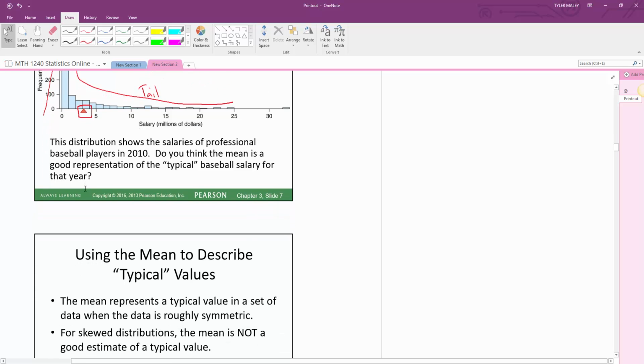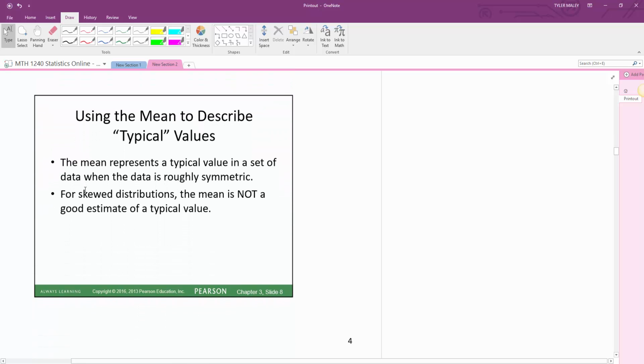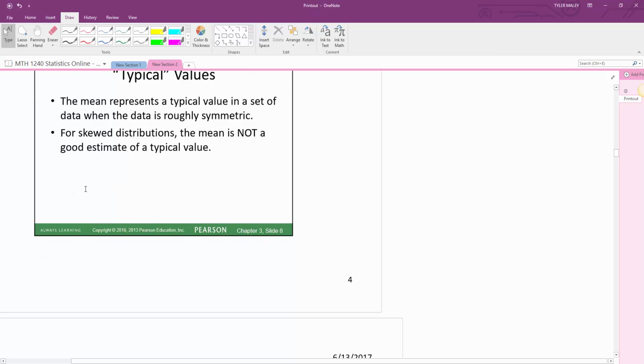So the answer is no. It turns out that the mean represents a typical value in a set when the data is roughly symmetric. If we have a skewed distribution like we had above, then the mean is not a good estimate of a typical value. So in this section, we're going to explore some other typical values and what might be better for something that's skewed.